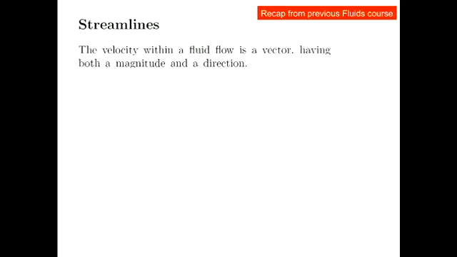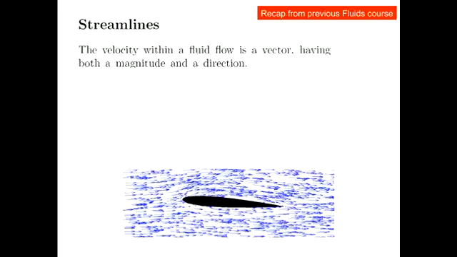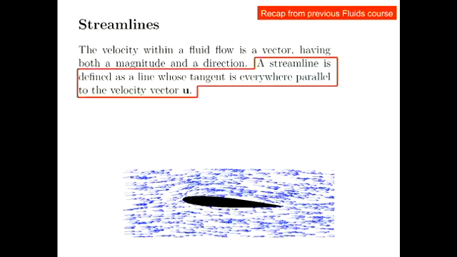The only other thing I think that I need to reintroduce before we keep going is this concept of streamlines, okay? So a flow field is usually defined in terms of the velocity, okay? And that velocity has a magnitude and a direction, okay? So I could represent the flow around this aerofoil in terms of a vector field, okay? So I've got all these little vectors which show me the flow around that aerofoil.